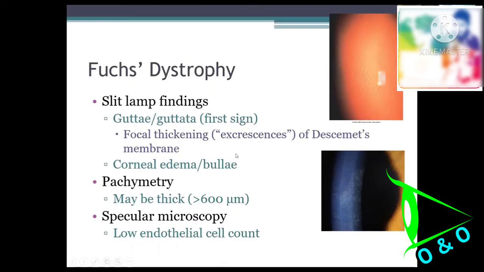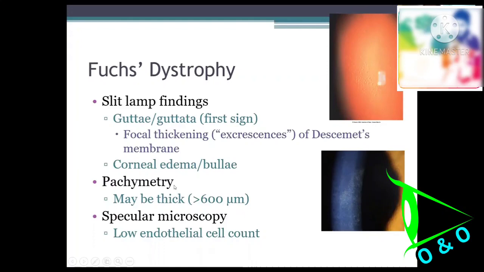In more severe cases, you'll see corneal edema, and that can even lead to bullae, which are kind of blisters underneath the corneal epithelium. With the edema of the cornea, you'll get a thicker corneal thickness, which is measured with pachymetry. So you might have a cornea that's over 600 microns.